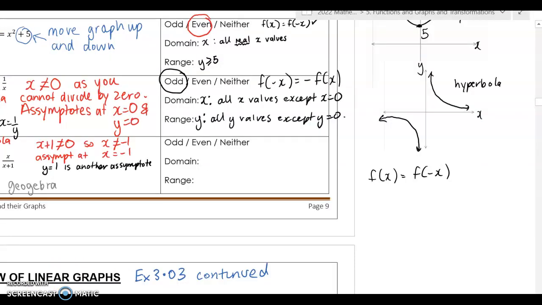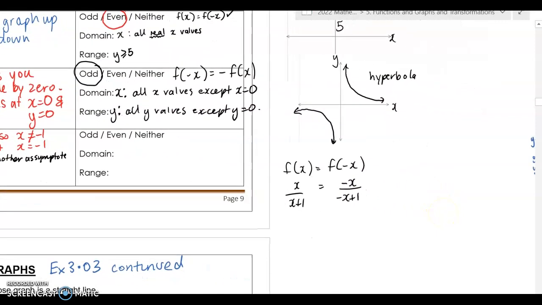Okay, so we know it's not going to be even just by looking at it, but let's mathematically prove that to ourselves. Let's see if f of x is equal to f of minus x. Now, f of x is equal to x over x plus 1. f of minus x, we're going to replace all our x's with a minus x, and we have minus x over minus x plus 1. It doesn't look like they're equal, but let's see what we can do.